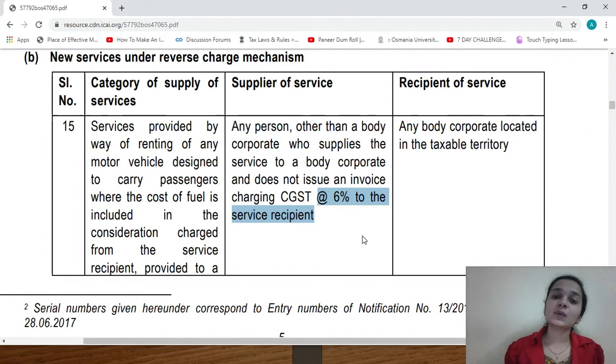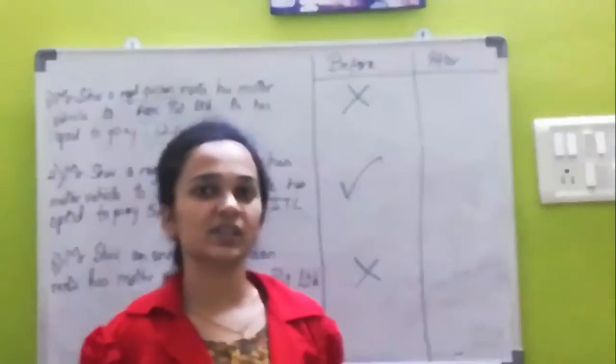Now let's have a look at the same example which we had taken previously and see how the amendment will result in a change in how we look at things right now. Now talking about the amended provision.